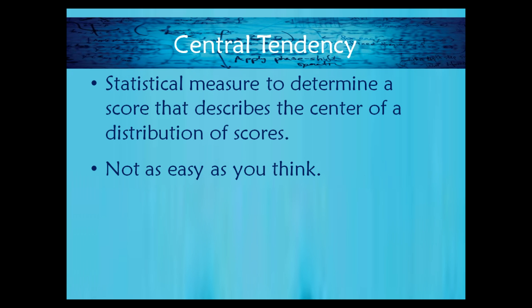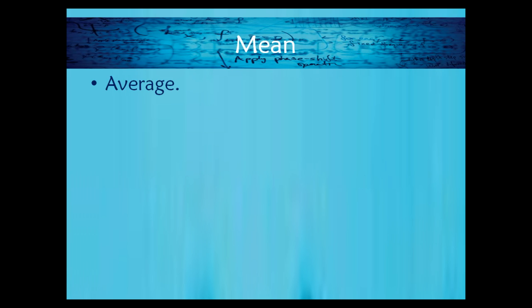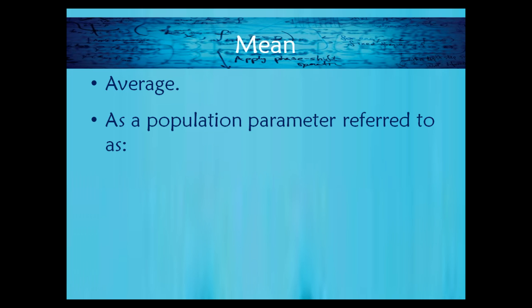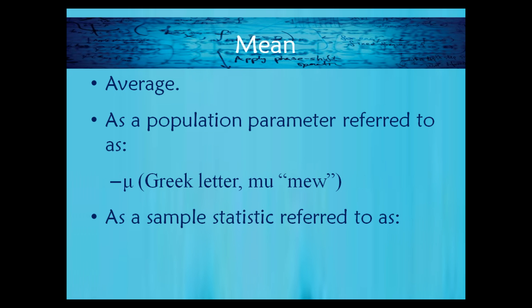It's not as easy as you think, because the first thing you think is mean. Done. Let's move on. Well, not quite. The most obvious one is the mean, otherwise known as the average. As a population parameter, it is referred to as mu, the Greek letter mu. As a sample statistic, it is referred to as M, italicized, or X bar. M italicized is used more often now. X bar has kind of fallen out of favor.